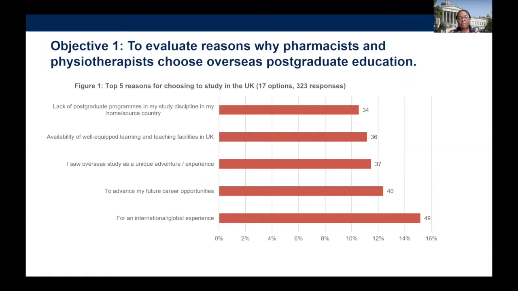With regards to the first objective, we can see from this result that overwhelmingly the reason for engaging in international postgrad education was for that international global experience. For these programs of study, one can assume that the immersive experiential learning could be part of that. In addition, not having access to postgraduate programs in their discipline, in their home source country, was another top reason for choosing to travel to the UK to study.